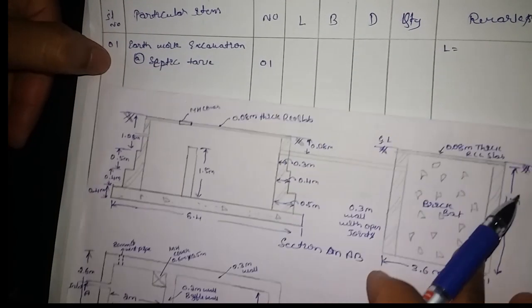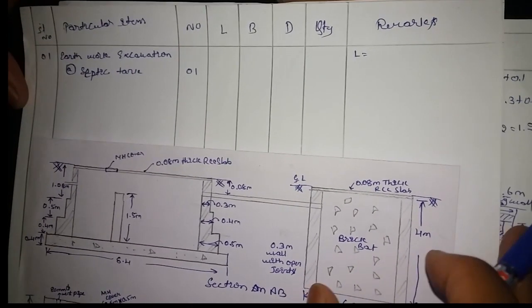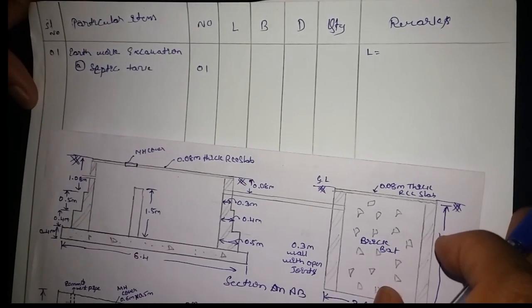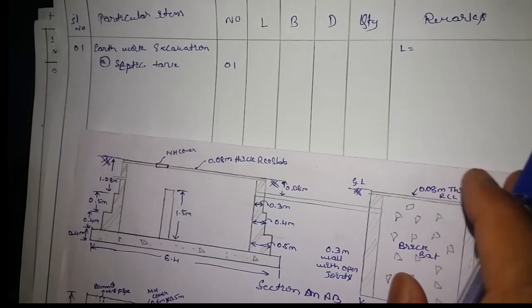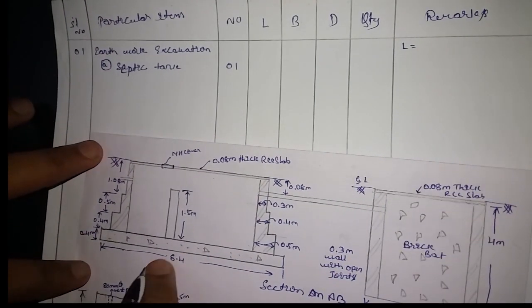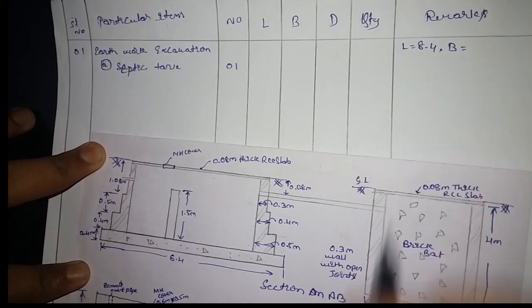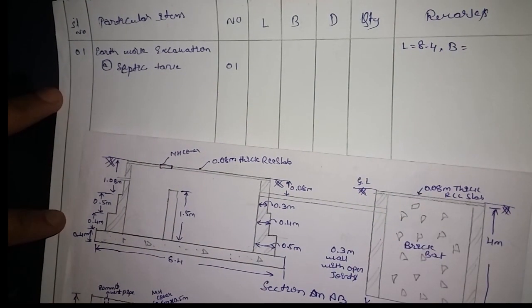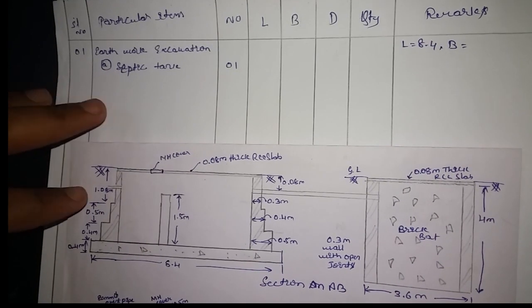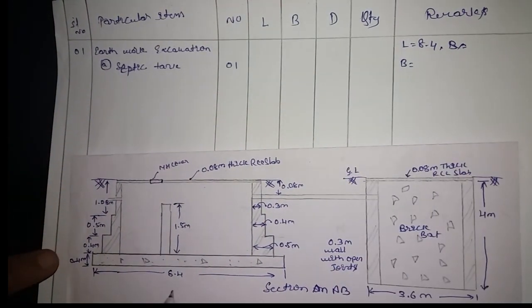Whatever they did in the previous problem, the same thing you need to follow. But here everything is given directly in the question, so we will take out those values and solve the problem. What is the length given? The length given is 8.4, and we will take it directly. Then what is the breadth? It is not given, so now we need to find the breadth. Is this distance mentioned anywhere?